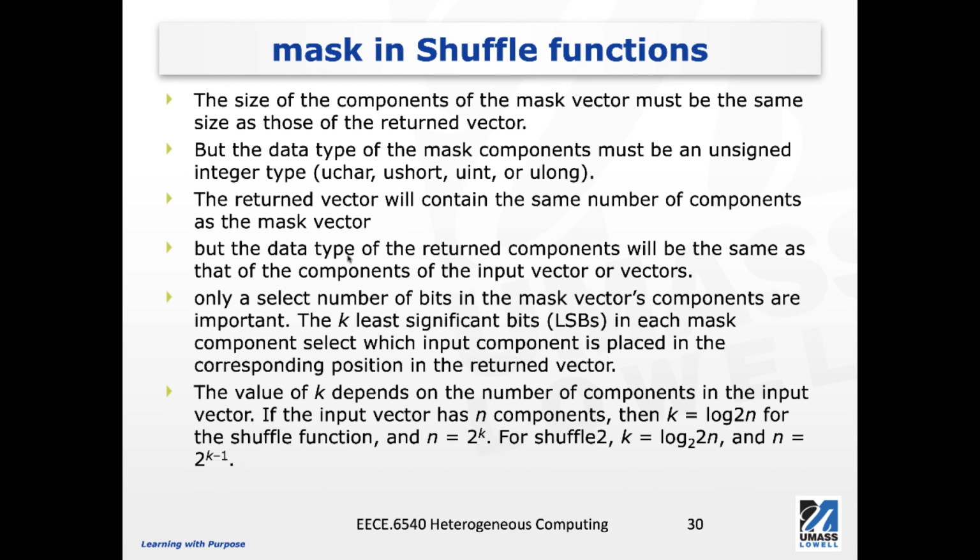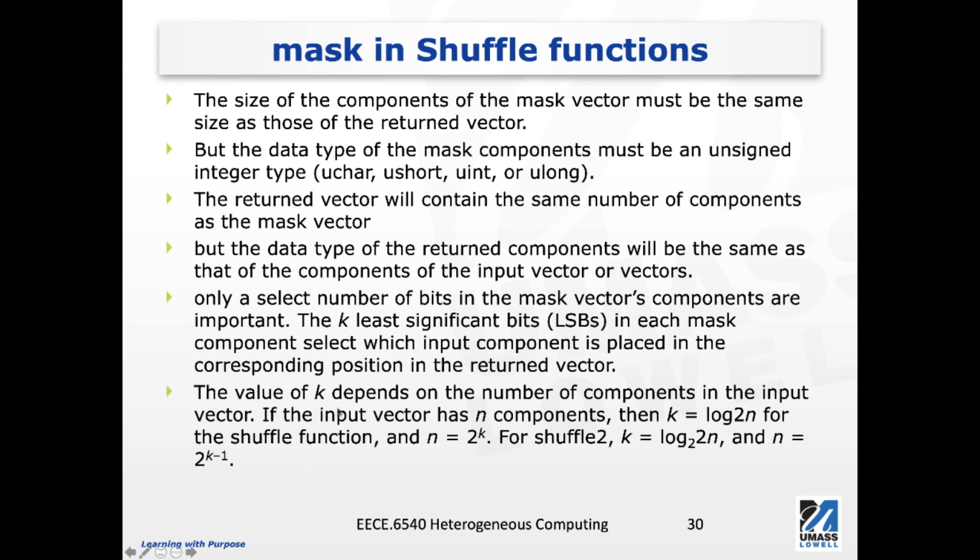Only a select number of bits in the mask vector's components are important. Now it depends on how many elements there are in the input vectors, and obviously only a small number of bits in the index value will take effect. Let's say you have 8 elements in the original input vector, then we're talking about indices from 0 to 7, so only the last 3 binary bits will be significant, and the other bits above those 3 will be ignored.